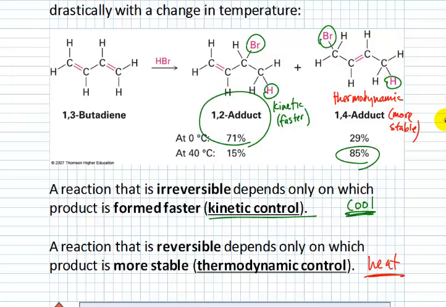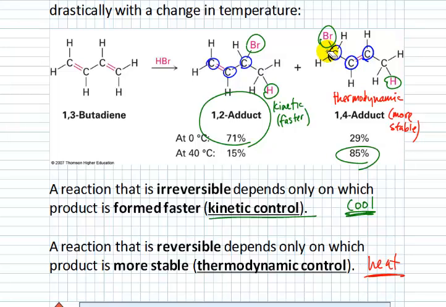Remember, the key intermediate for this is that resonance stabilized allylic carbocation that exists between these 3 carbons. Right here, I'll just circle them in the intermediate. Okay? And depending on which of those carbons the bromine attacks, that's what determines which of these 2 products we get, 1,2 addition or 1,4 addition.